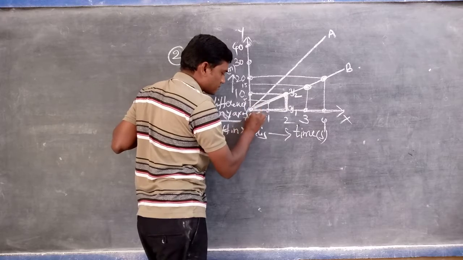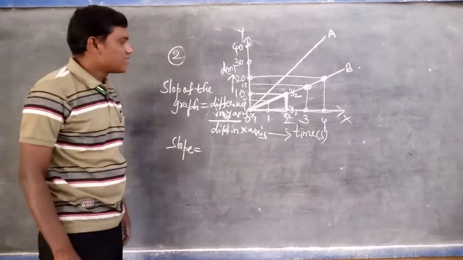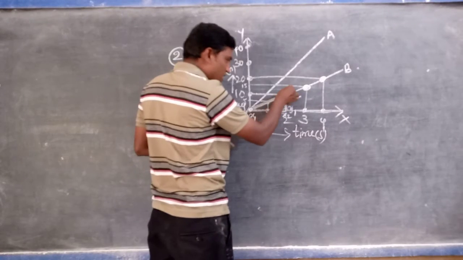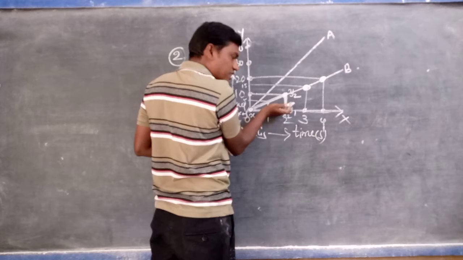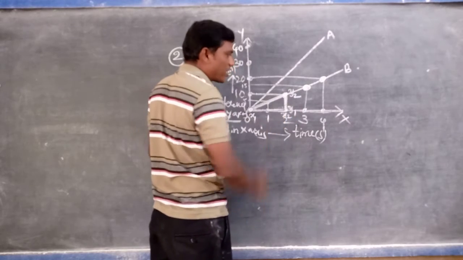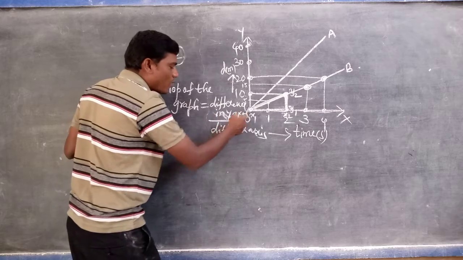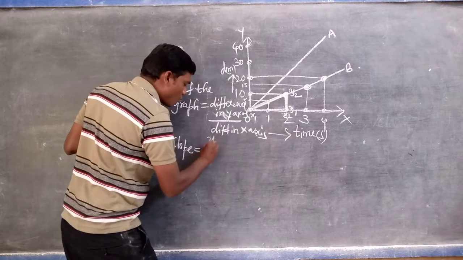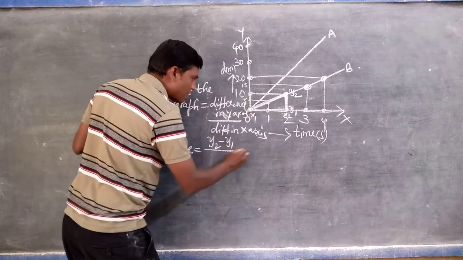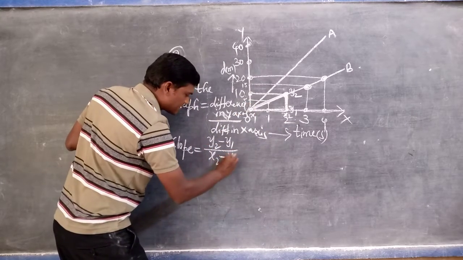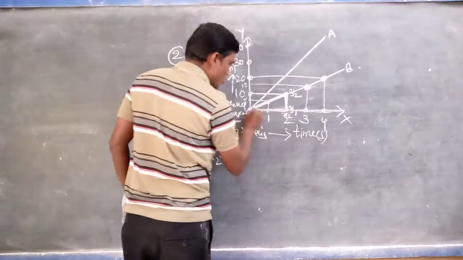Next, this point is x1, and this is x2. For the vertical line, the starting point, which is near the x-axis, is y1, and the next one is y2. Here x1 is the starting point and x2 is next. So the difference in the y-axis is y2 minus y1, final minus initial, upon x2 minus x1. This is the formula. Okay, so this is the slope of the graph.